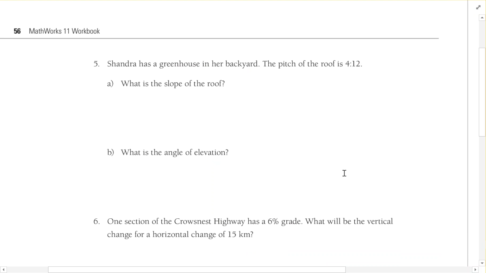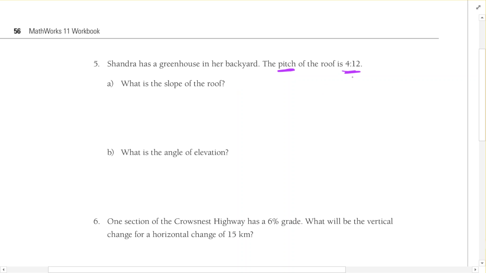Chandra has a greenhouse in her backyard. The pitch of the roof, so another word for slope, right, is 4 over 12. Okay, what is the slope of the roof? Well, just write it as a decimal is pretty much what we want to do, right? So what is that as a decimal is pretty much what it's saying.